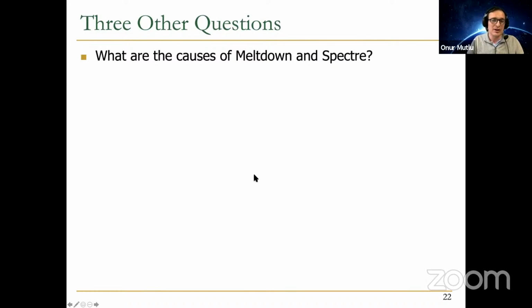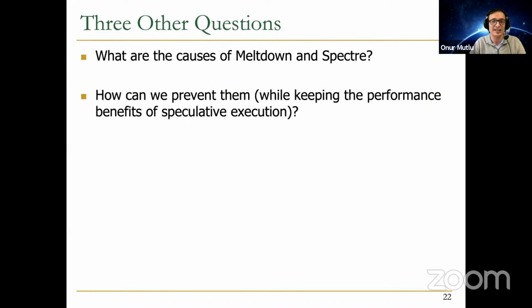Okay, so there are other questions also. What are the causes of Meltdown and Spectre? Again, I'm not going to go into the details of this. I give you a high level. Hopefully, after this course, you'll have a good idea of understanding why these happen. Maybe you can actually run some of those Meltdown and Spectre codes and do the attack yourselves. How can we prevent them while keeping the performance benefits of speculative execution? So how can we prevent them? Maybe easy, as long as you're careful. But of course, how do you keep security while also keeping performance is also very important. So it's very difficult to actually keep security and performance at the same time.